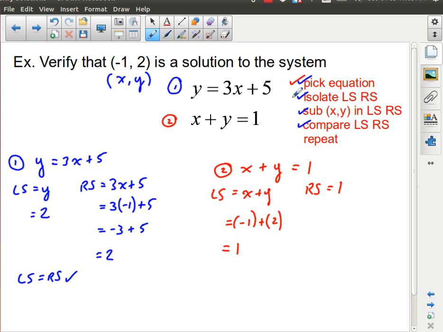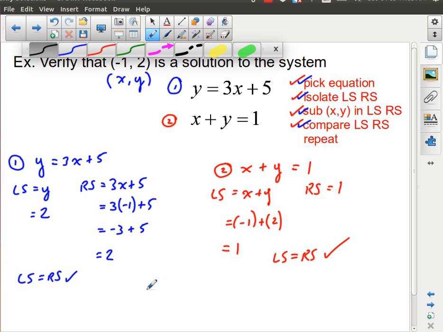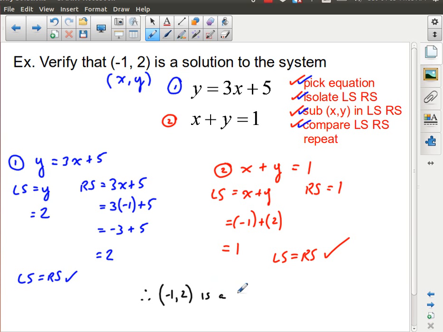So isolate left side, right side, substitute the x, y into the left side and right side, compare left side and right side. In this case, left side is actually equal to right side. Check. Equation number 1 has been verified. Equation number 2 has been verified. So therefore, we can now say that the solution that was given to us, negative 1, 2, is a solution. And that's it. We've done a formal verification.